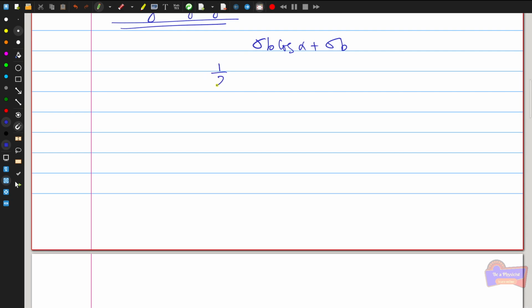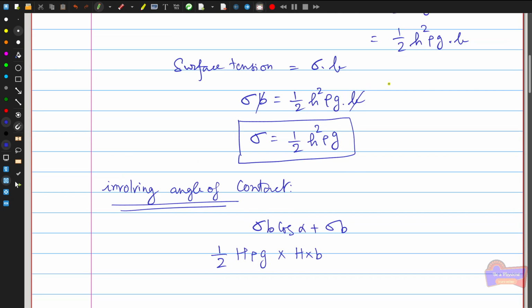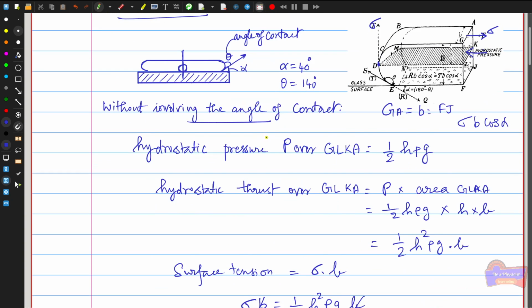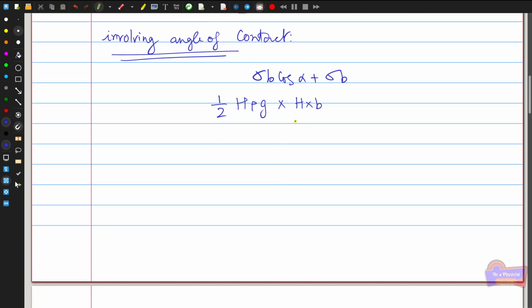So the hydrostatic force is written as half into the capital H into rho into G into the area. Area is nothing but the H into B. Here you can see this H is the height between the horizontal upper surface of the liquid and the lower surface. This total height is taken as the capital H. The small h is the distance from the horizontal surface, so half of the slice. Please note it down. So the hydrostatic thrust can be given by half into capital H square rho into G.